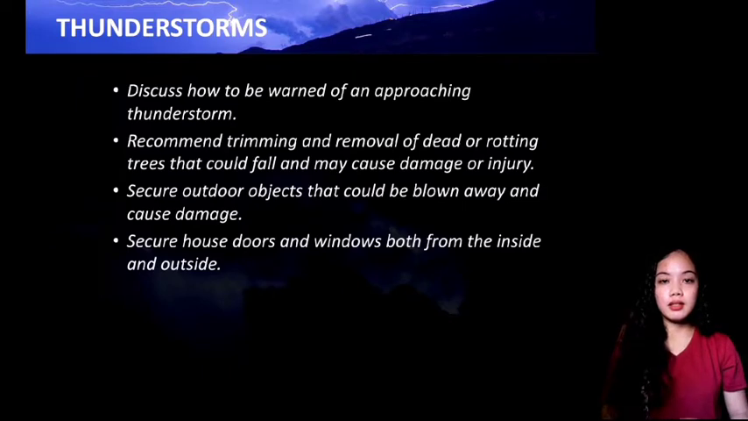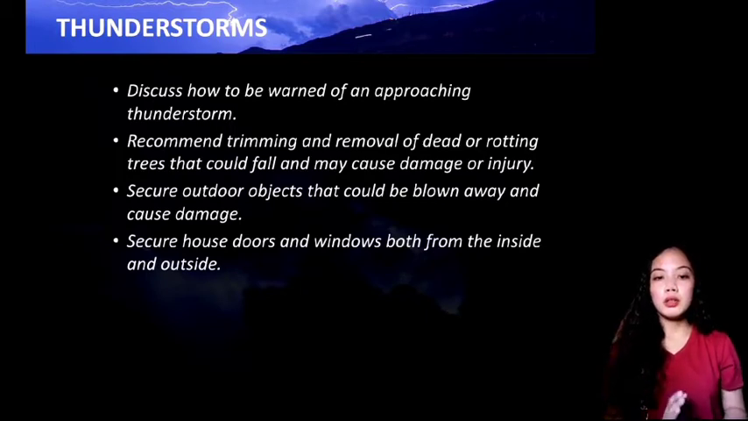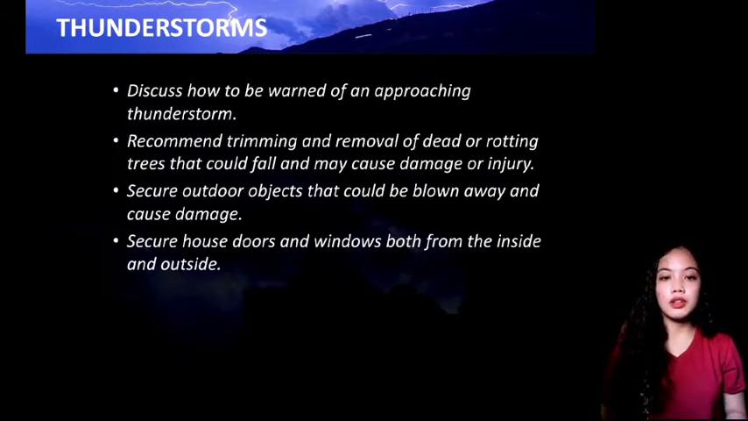Next, discuss with your family how to be warned of an approaching thunderstorm, for example, watch weather forecasts on television or listen to radios. Next is trimming and removing dead or rotting trees that could fall and may cause damage or injuries to your families. Secure outdoor objects that could be blown away and cause damage. And also secure house doors and windows, both from the inside of your house and outside.